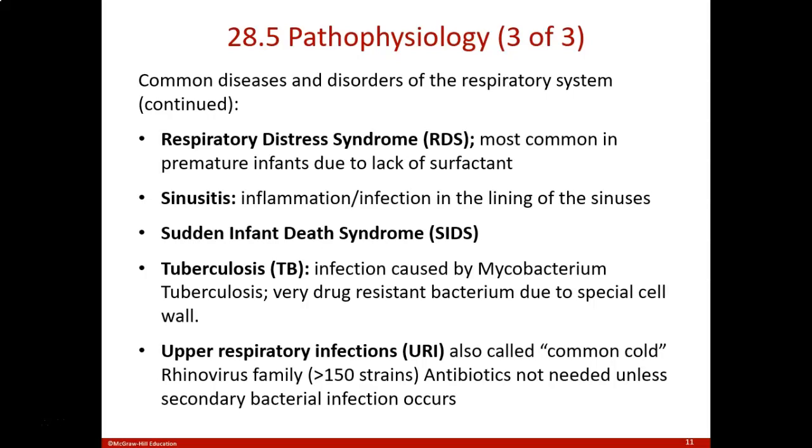The last two things on the list are tuberculosis and upper respiratory infections. So TB is an infection caused by the bacteria Mycobacterium tuberculosis. It's a very difficult bacteria to combat. It tends to pass through respiratory droplets and be inhaled into the respiratory tract. It does have the capability of migrating out to other parts of the body, but generally it's considered a pulmonary infection.